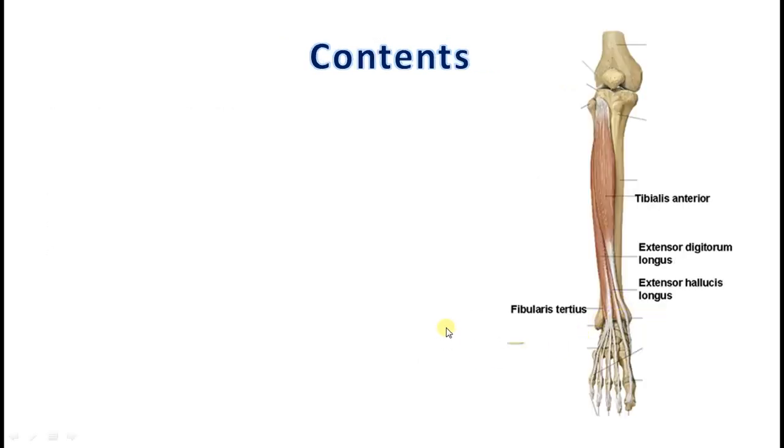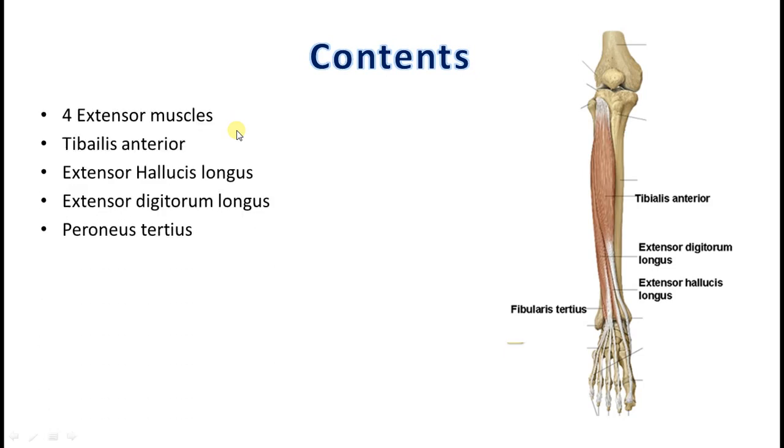Within these limits lie the boundaries of the anterior or extensor compartment of the leg. The contents are mainly four muscles, called the four extensor muscles. From medial to lateral, you see the tibialis anterior.